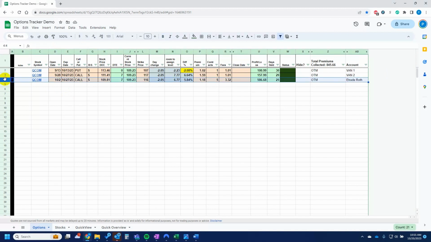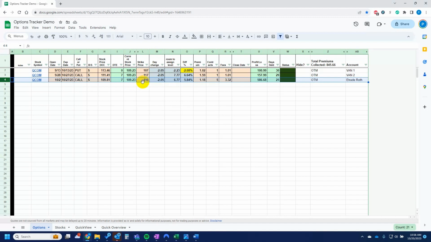Let's go from the bottom up. Qualcomm, date opened on October 2nd. The expiration date for the contract is 27th of October. I sold a call. The stock price was $109.81 at the time of transaction. 7 days until our contract expires as of today. The current price is $109. The strike price I entered was $116.